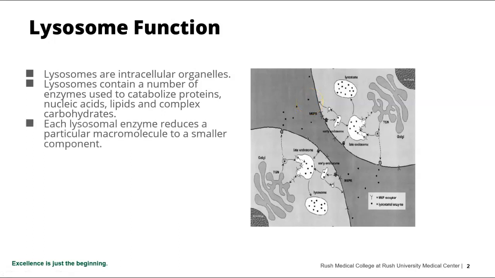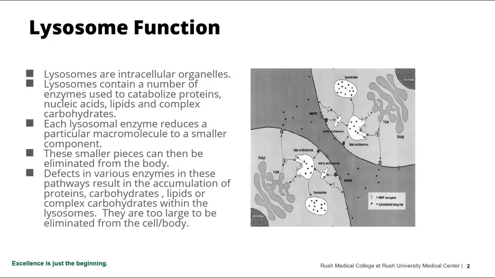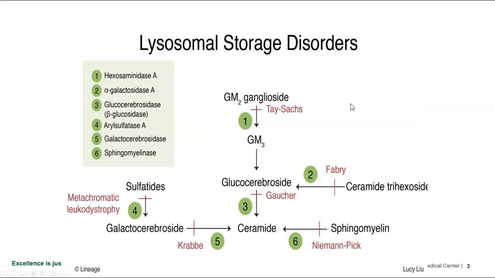Each enzyme reduces a particular macromolecule to a smaller component, and these smaller pieces can then be eliminated from the body. The problem arises in lysosomal storage disorders when one of the enzymes in one of these many pathways is not functioning, and as a result, that substance gets into the lysosomes, but it can't get out. So the lysosomes get larger and larger and larger and really kind of take over the cell.